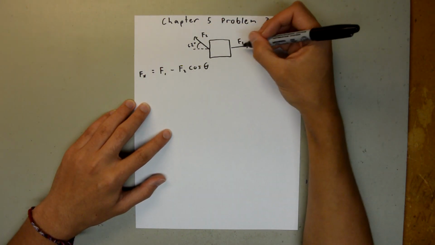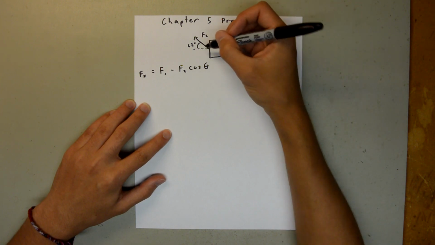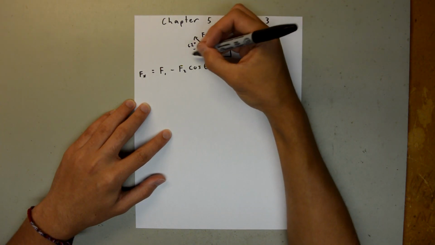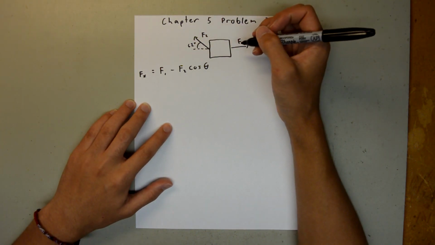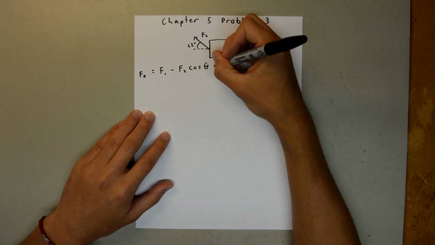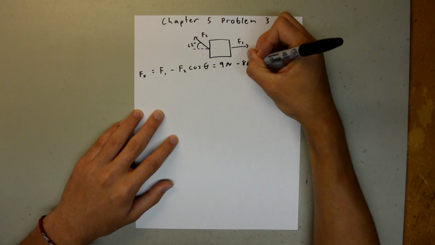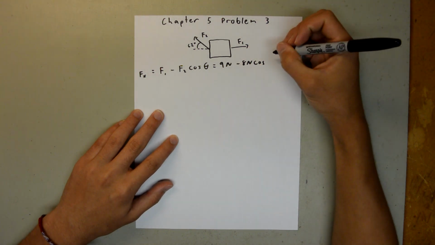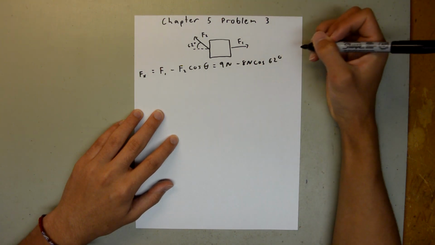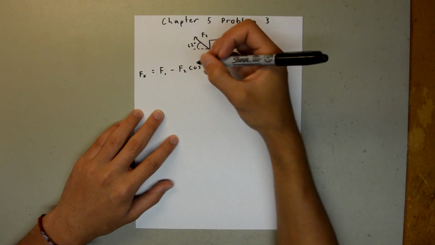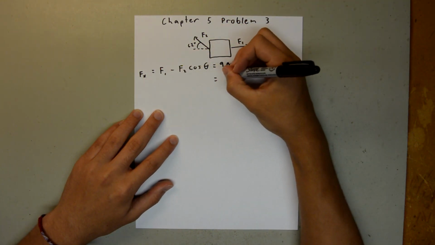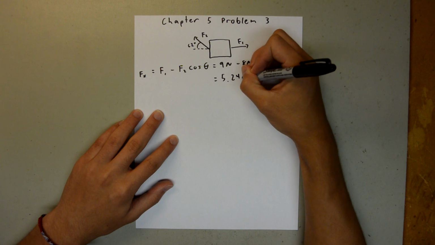I'm also assuming that to the right is positive, up is positive, to the left is negative, and down is negative. And so we have all those values, we can plug them in. 9 newtons minus 8 newtons cosine of 62 degrees. And when you plug that into your calculator, you should get 5.24 newtons.